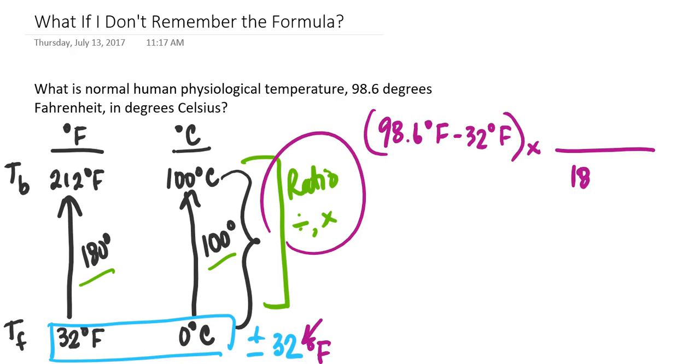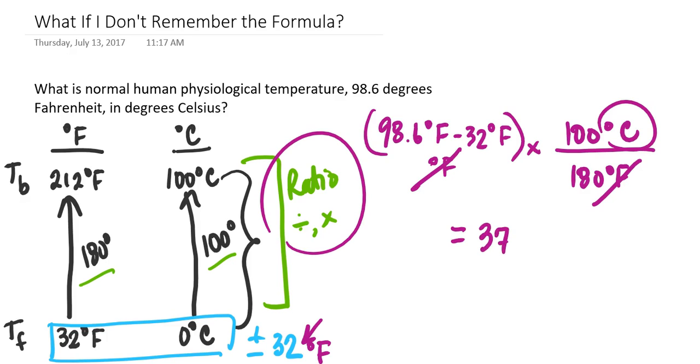For every 180 degrees Fahrenheit, I have 100 degrees Celsius. If you notice, this difference will be in units of degrees Fahrenheit, which will cancel with the degrees Fahrenheit from the 180 degrees Fahrenheit to 100 degrees Celsius ratio in this conversion factor. That leaves me with an answer that is plainly and solely in degrees Celsius. And if I do the math, then this would actually be 37 degrees Celsius, which is the correct temperature.